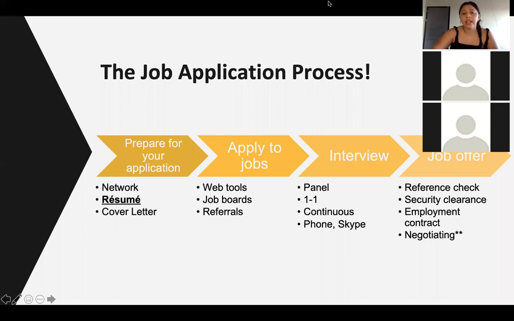Now I'm going to give you a little bit of an overview of what the job application process looks like. It's a whole process, so it involves a lot of different stages. The first one is preparing yourself for your application. This is where you prepare all the documents that you need and everything they're asking for. Then you get to the actual stage of applying for jobs.